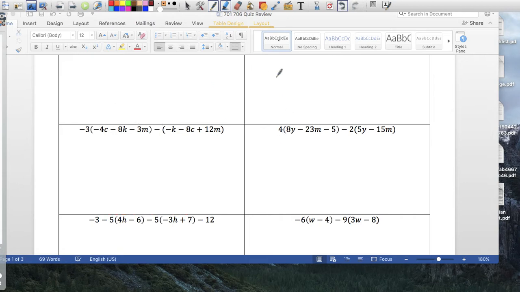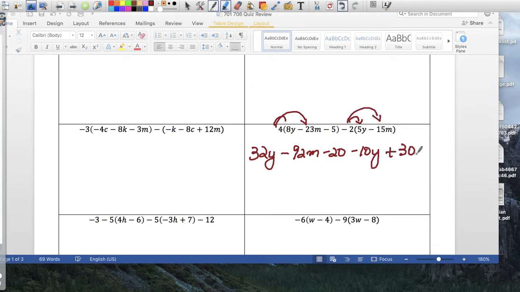Same thing here, distributive property. Positive times positive is 32y. 4 times negative 23 is going to be negative 92, I believe. 4 times 3 is 12, carry the 1, yes, 92m. 4 times negative 5 is negative 20, because a positive and a negative is a negative. And then negative 2 times 5 is a negative, right? Negative 10y. And negative 2 times negative 15 is going to be positive 30m.